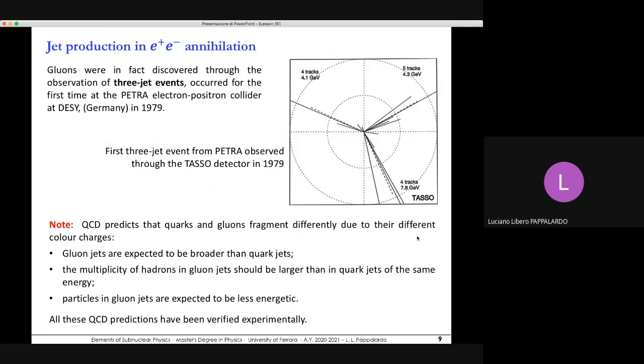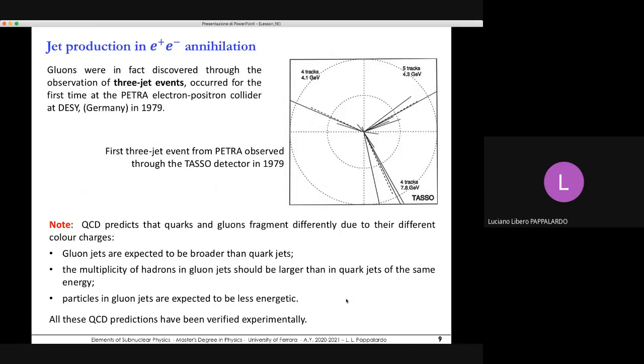Of course, the jets initiated by gluons are different than those initiated by quarks, and this can be computed precisely in QCD. Or can be modeled, actually. It's not really a perturbative calculation, of course, because we are in the non-perturbative regime. But there are phenomenological models that allow us to make predictions on how one should expect the jets originated by gluons. And there are 3 essentially indications.